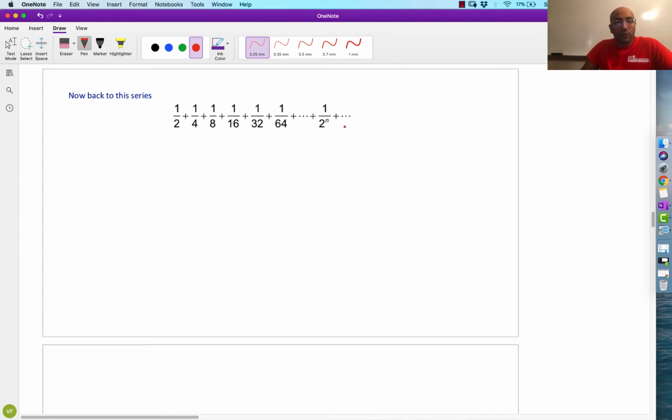So remember the sequence. Let's just review some of this stuff. So the sequence is 1/2, 1/4, 1/8, and so on. Another way to refer to the sequence is to say that a sub n equals 1/2 to the nth power, right? This generates these values in my sequence.